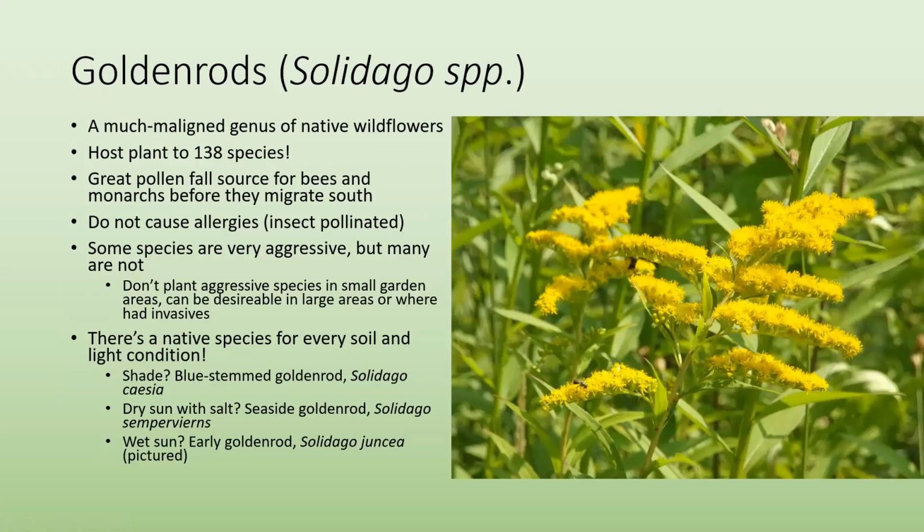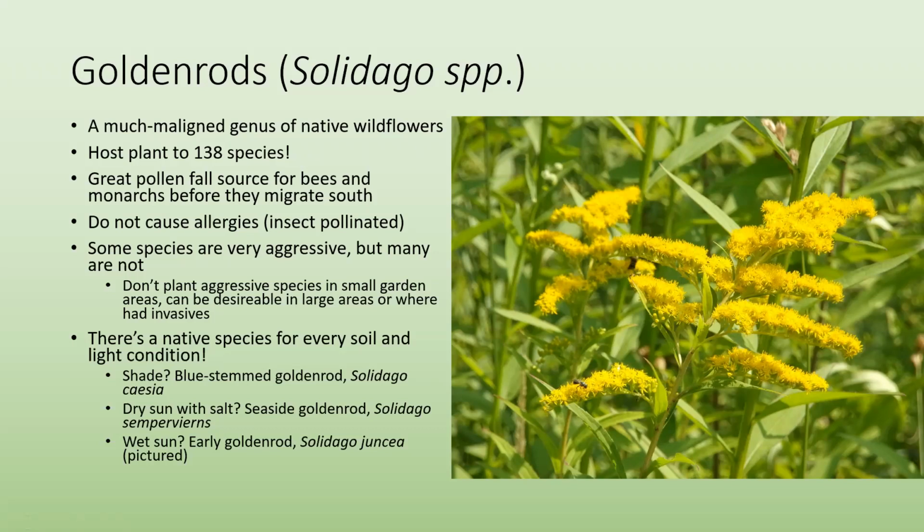So I just wanted to have a slide on goldenrods. They're a really great group of native plants that get a bad rap sometimes. But they're a host plant for over 100 species of butterflies and moths. They're a great fall pollen source for bees and for monarch butterflies when they're getting ready to fly south for the winter. And they don't cause allergies. They're insect pollinated and their pollen's too heavy to be carried on the wind. But they bloom at the same time as ragweed, which does cause allergies, and ragweed doesn't have a showy flower. So that gets confused pretty often.